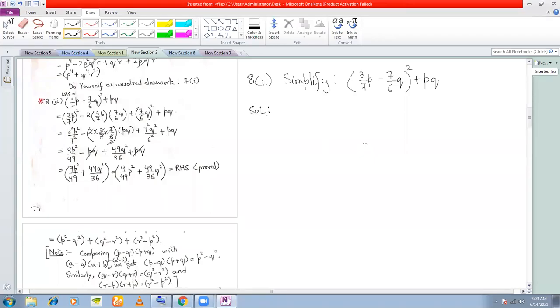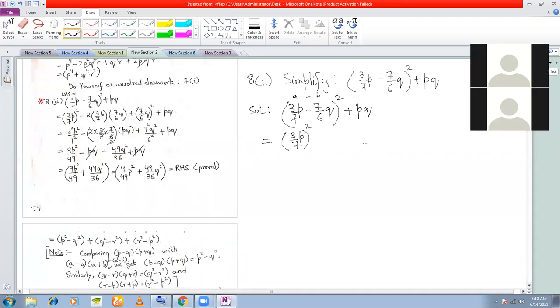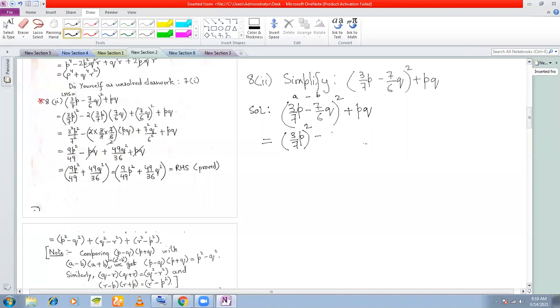In this question, we shall use the (a minus b) whole square formula. So we have (3/7 p minus 7/6 q) whole square plus pq. Now this is in the (a minus b) whole square form, where a is 3/7 p. So this is your a square minus 2ab.